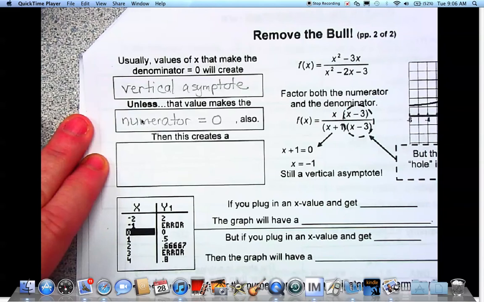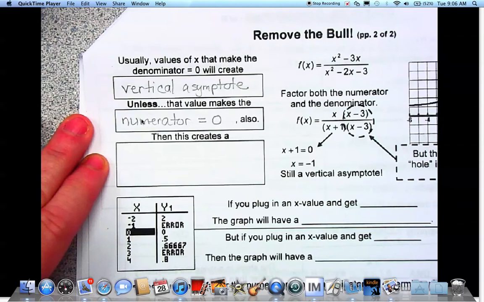Now we're looking for removable discontinuities. We're looking for things that would make a hole cancel out. Does something cancel out? The x plus 2. Okay, so that is your removable discontinuity. We set it equal to 0. So x equals negative 2. There's a hole at negative 2.